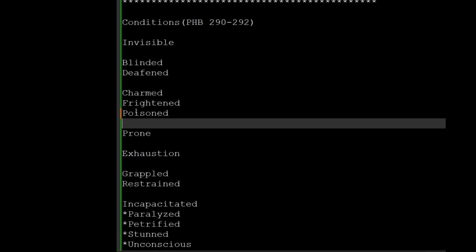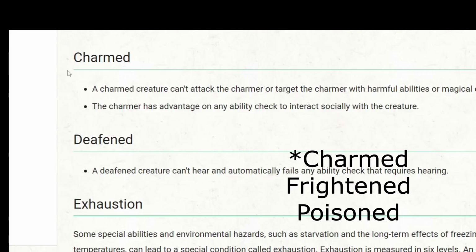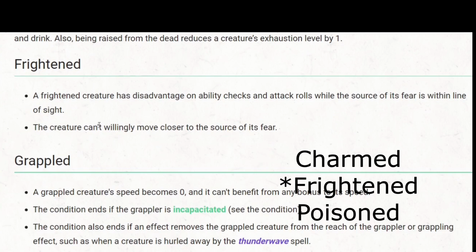They're alike enough. Trust me, you've probably heard it a lot. What does it mean to be charmed in D&D? A charmed creature can't attack the charmer or target the charmer with harmful abilities or magical effects. The charmer has advantage on any ability checks to interact socially with the creature, and that's why charm is the bard's best friend. Next we have frightened.